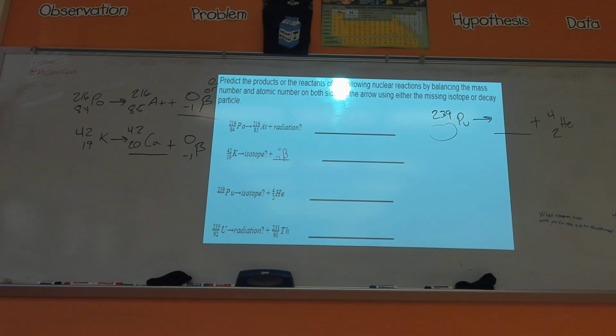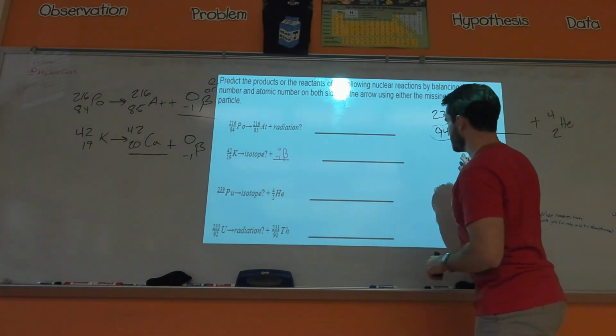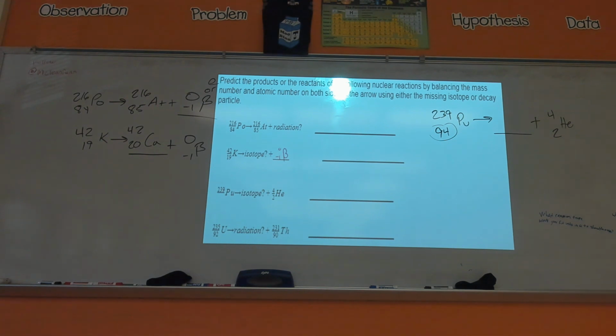So here's what you do. Find Pu on the periodic table. It's a little hard to find. It's down there. All right, here we go. 94. Okay. So you found Pu and it is 94. All right. Now then, what is the stable isotope that we get? Uranium. Yeah, uranium.